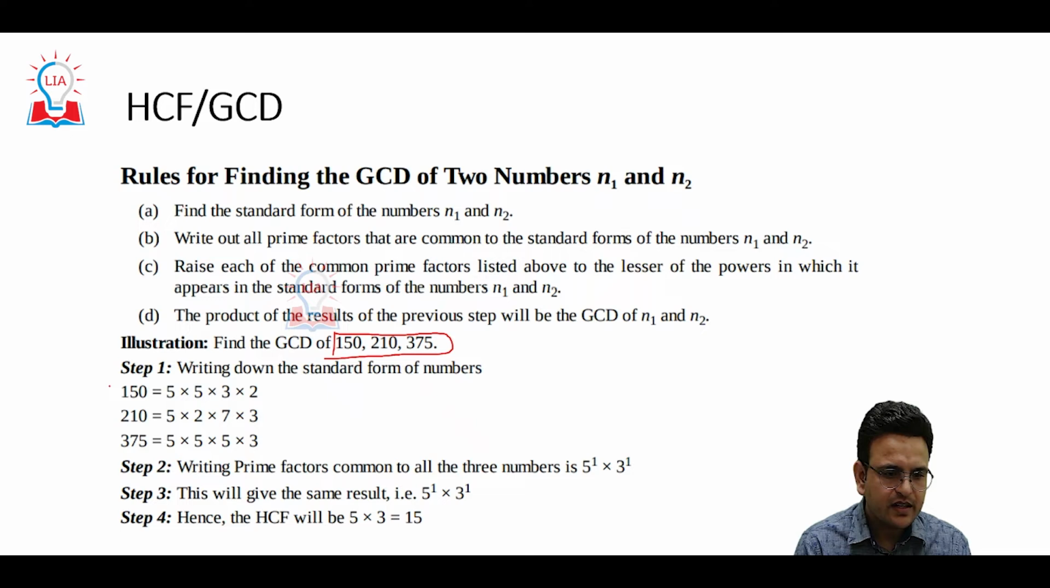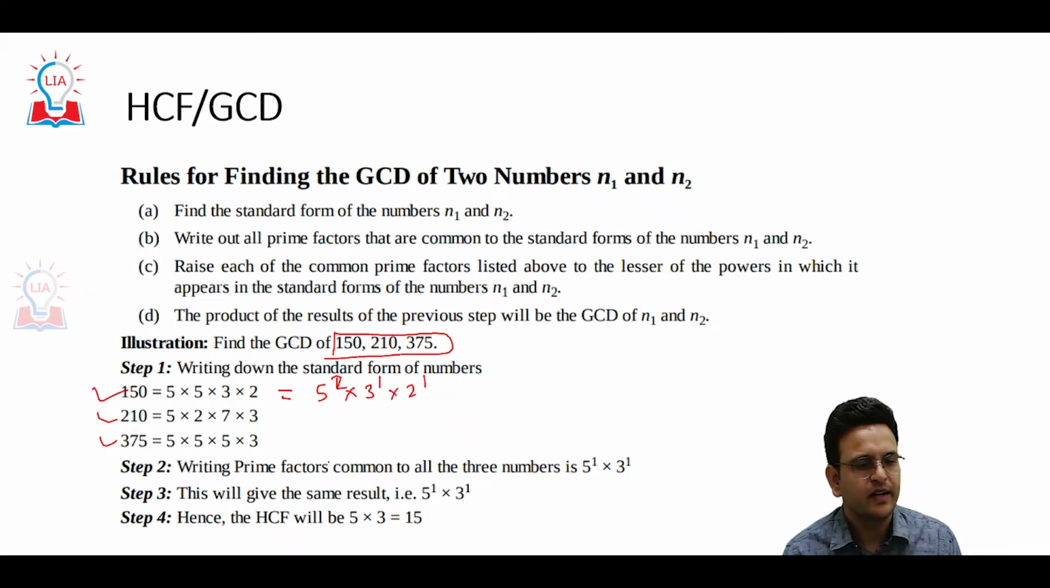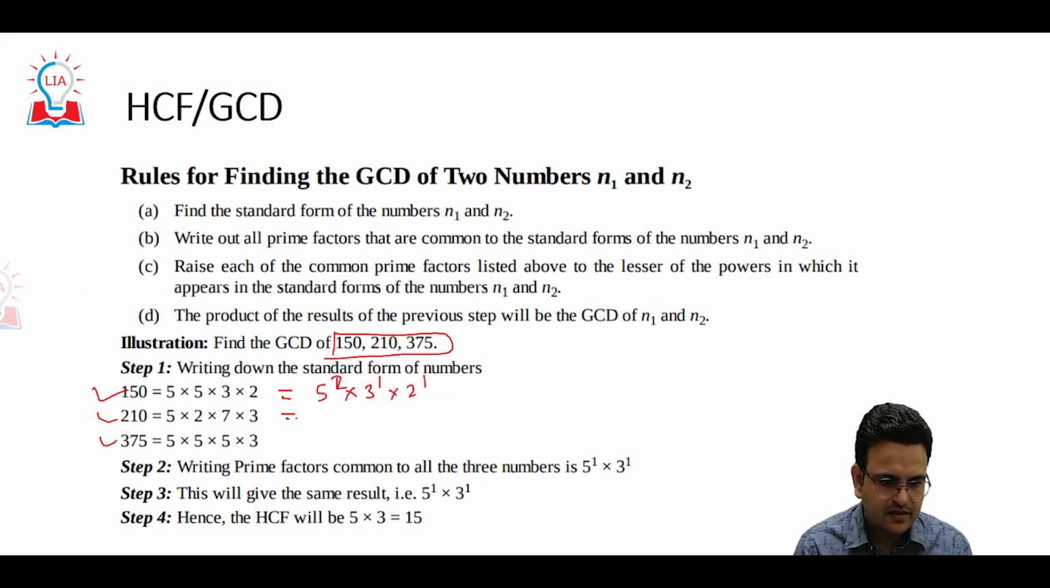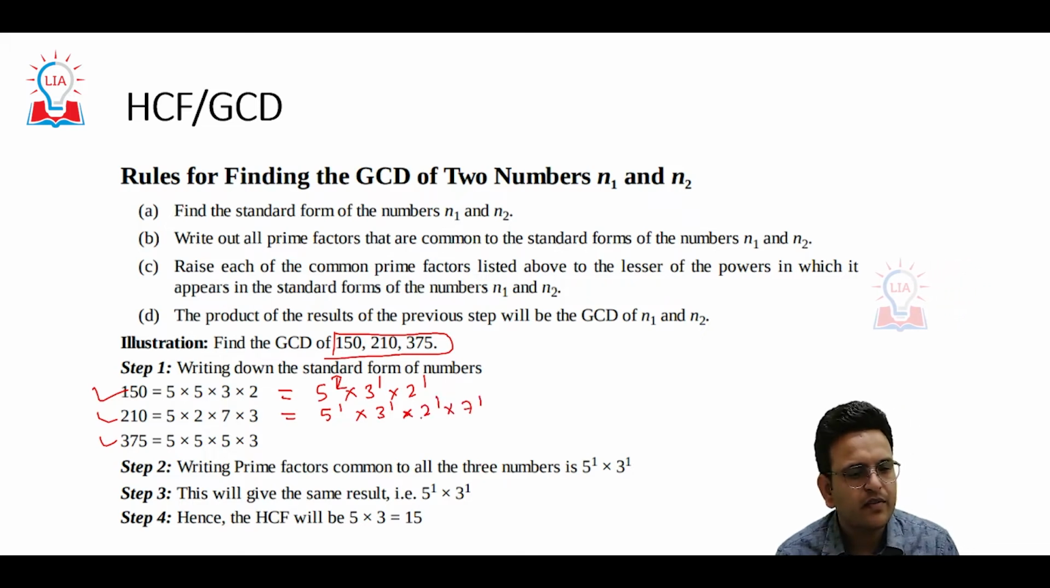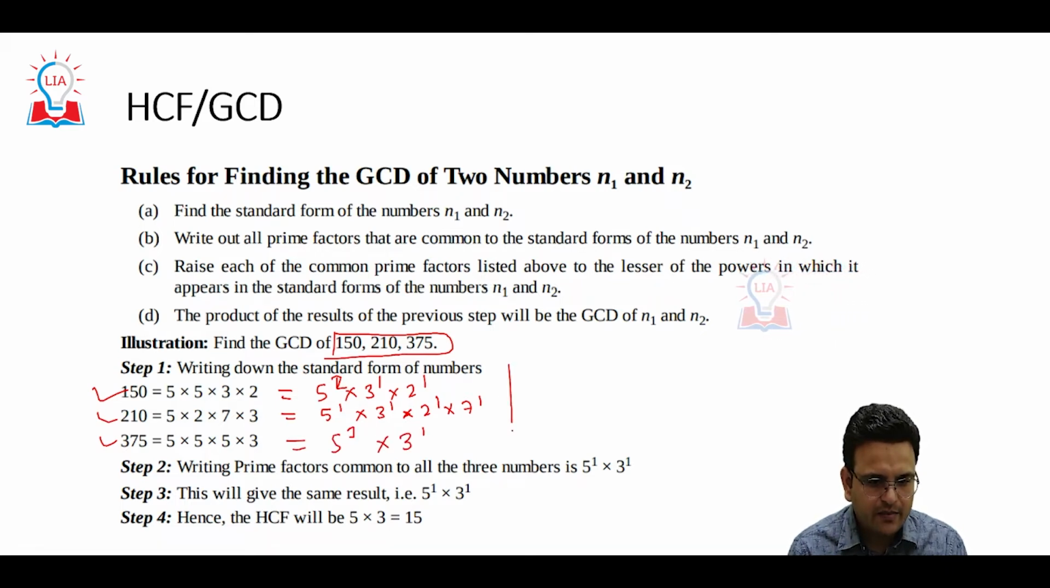So first way, try to get common factors. Like we have 150: common factor 5 to the power 2, 3 to the power 1 and 2 to the power 1. Then we have 210: 2 to the power 1, 3 to the power 1, 5 to the power 1, 7 to the power 1. Then here 375: 5 to the power 3 and 3 to the power 1. We have to take common.